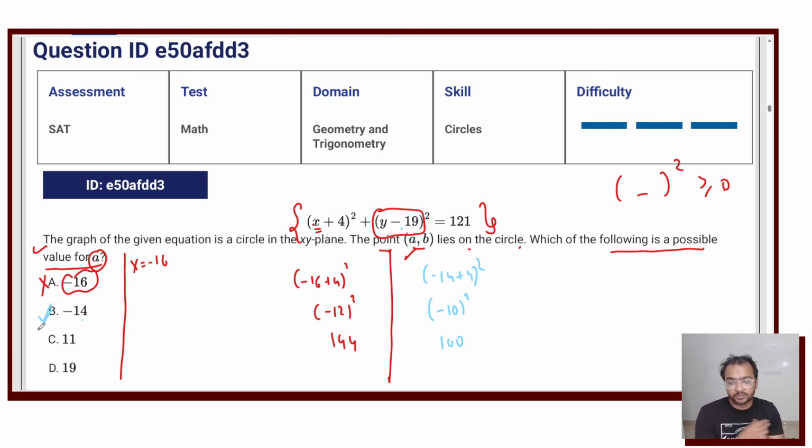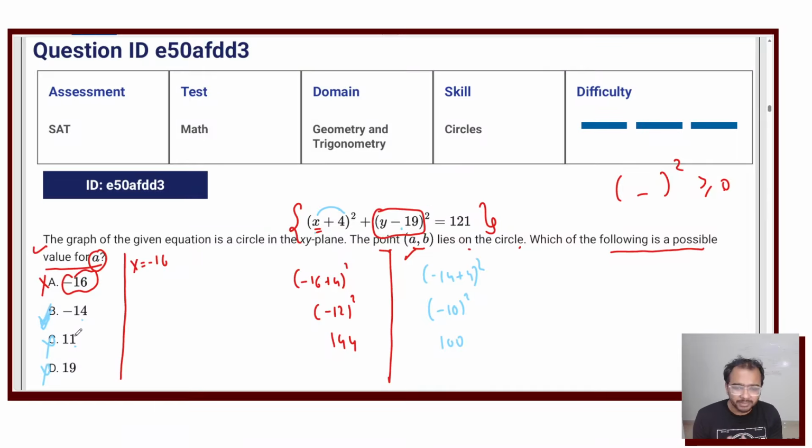You will be able to find the points in the circle. If you check the other values, we don't need to, but still you can, just to be sure of the concept: 11 plus 4 will be 15, and the square of 15 is 225. So adding something positive will make it greater than 225. It cannot be this. The same way it cannot be 19 as well. So that is the algebraic way.